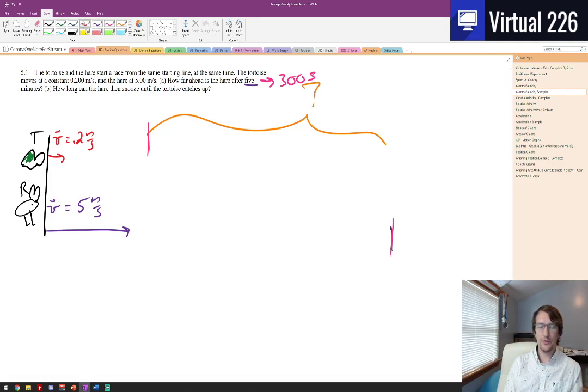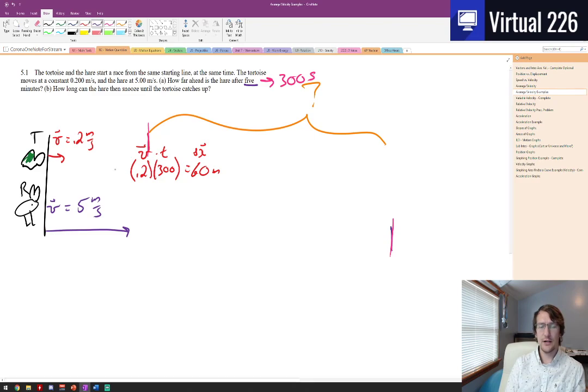So for the tortoise, our velocity is 0.2, the time is 300, v times t gives us a delta x, and 0.2 times 300 is, let's see, 2 times 3 is 6. I got 2 zeros, but the decimal point will shift over, so it should be 60 meters.